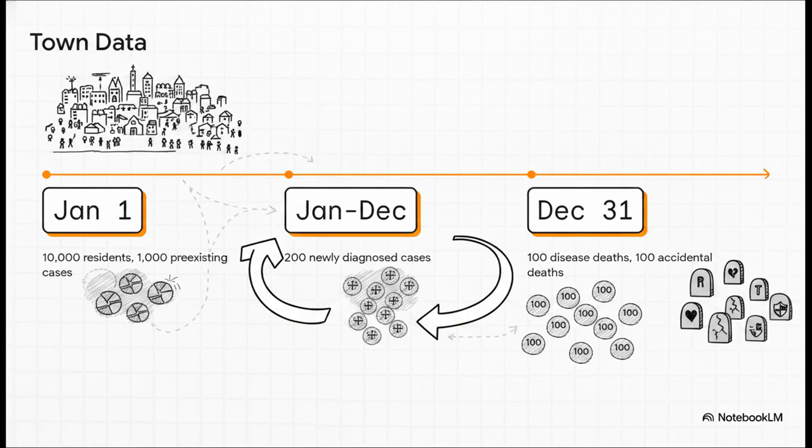Now, at the start of the year, 1,000 of those residents already carry a chronic autoimmune condition. Over the next 12 months, an additional 200 individuals are newly diagnosed with this illness. Fast forward to the end of the year, December 31st. 50 of those newly diagnosed patients and 50 of the pre-existing patients unfortunately pass away directly from the autoimmune condition. Meanwhile, 100 otherwise healthy residents die from unrelated accidental trauma. Okay, hold those numbers in your head because we're going to do a little live math.